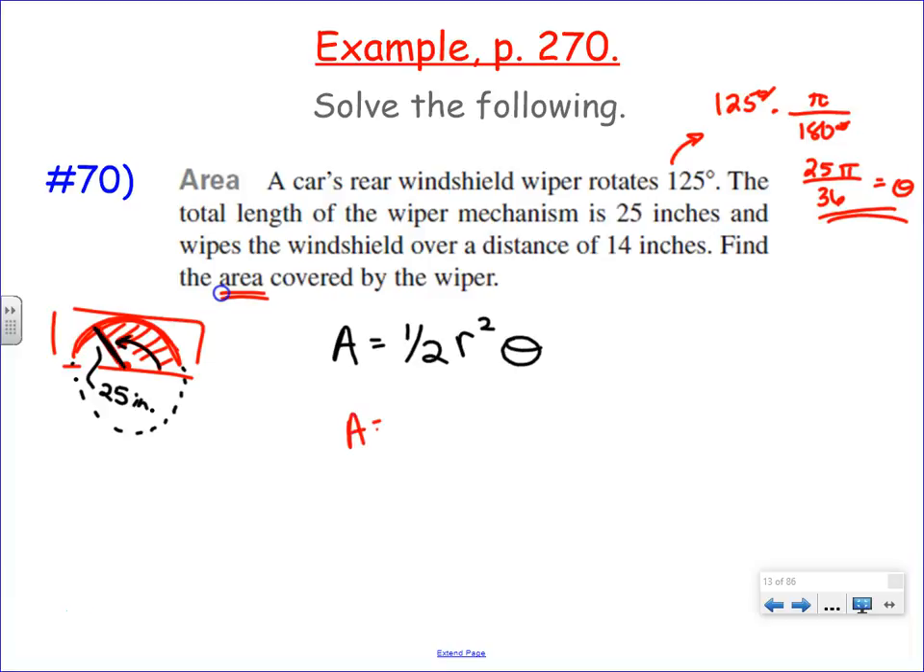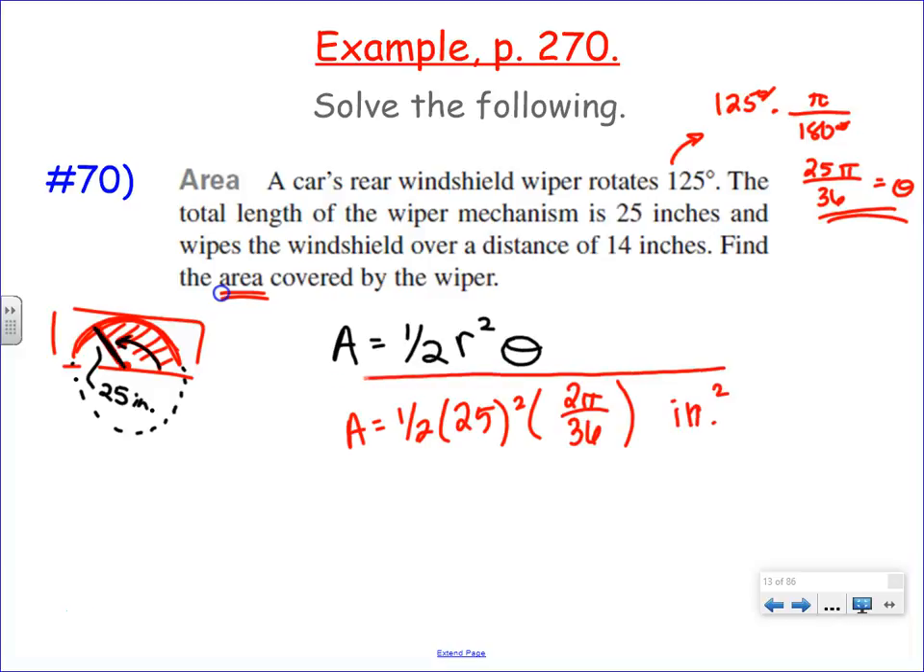So A is equal to 1/2 times 25 quantity squared times 25 pi over 36. And we're going to be awesome and just put inches squared and do something calculus kids get to do a lot called stick it to the man and say whatevs. There you go. Yay.